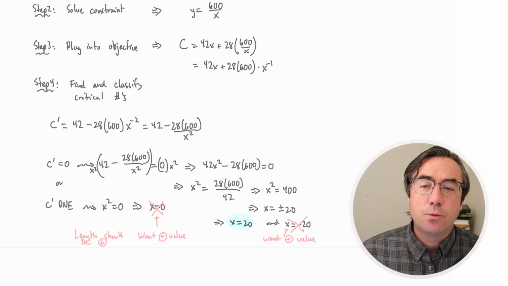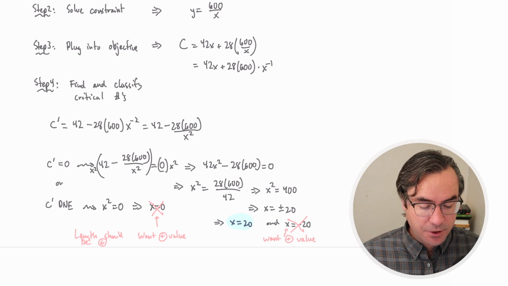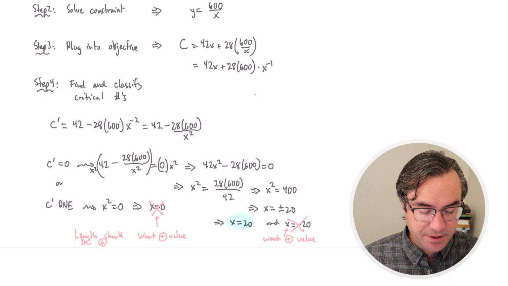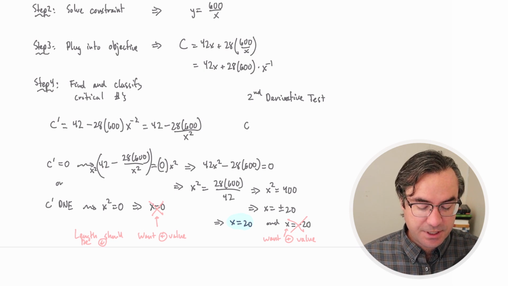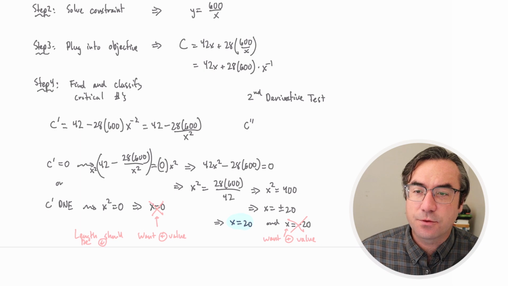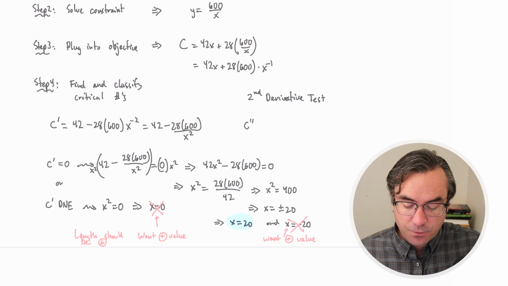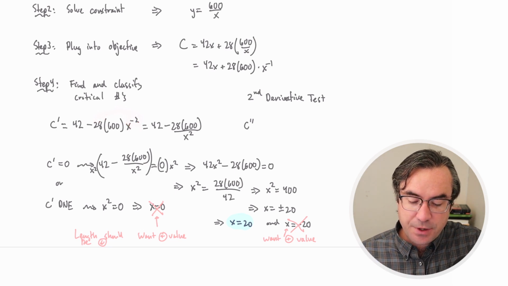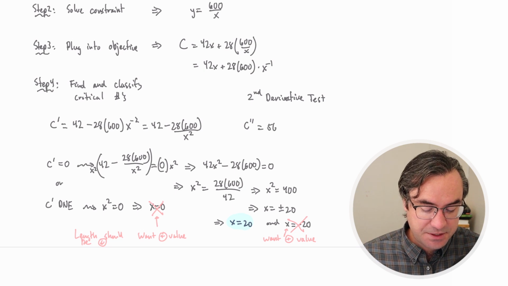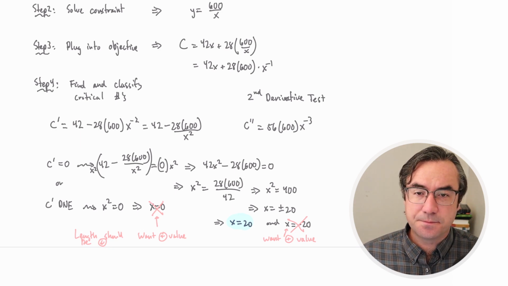So then to finish it up, we classify. For the classifying part, usually we do our second derivative test. That's usually the way to go. So we calculate our second derivative. And again, for the second derivative, it's usually better to use the version with the negative exponent. So 42 is just going to be gone when we differentiate. And then we do the power rule again, bring the negative 2 down. So we get positive 56 times 600, x raised to the negative 3.